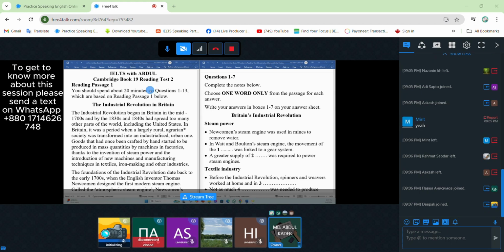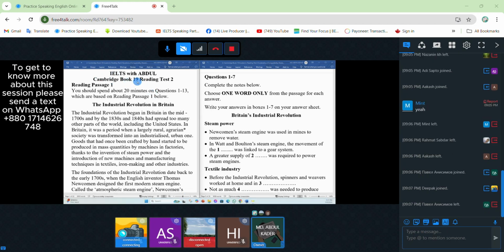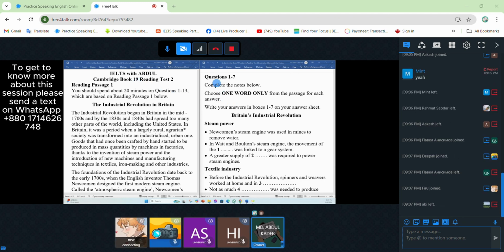Okay, so here we can see the first question type from Cambridge Book 19 Reading Test 2. Here the question type is questions number 1 to 7. Complete the notes below. So this is our first question type. We have to choose only one word. One word only we have to choose to answer each and every question.